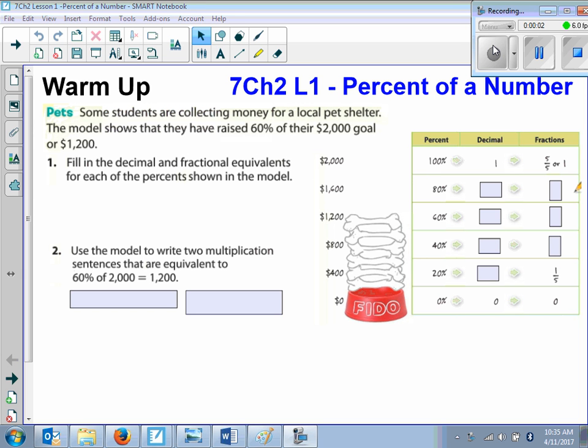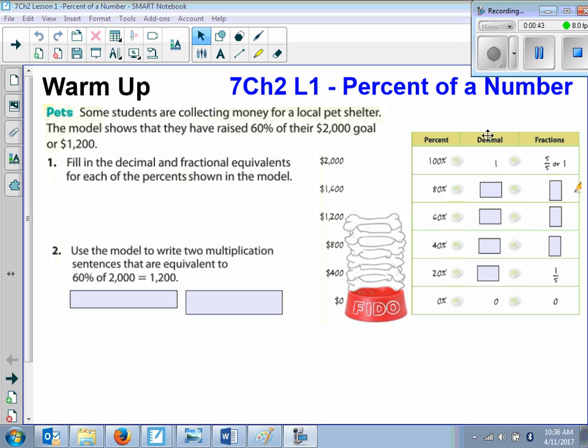All right, chapter 2, lesson 1 in the 7th grade book is percent of a number, okay? Here it says some students are collecting money for a local pet shelter. The model shows that they have raised 60% of their $2,000 goal, or $1,200. Now, if you look at that, see here, 60% is equal to $1,200, and their goal is a total of 2,000. So in other words, 60% of 2,000 is 1,200.